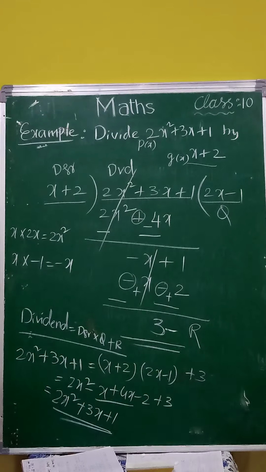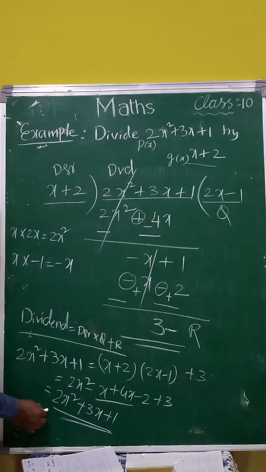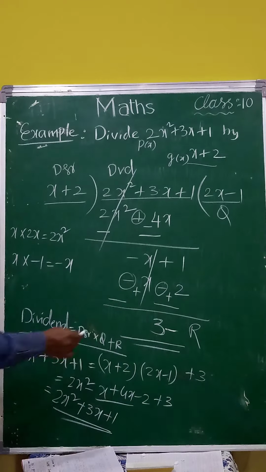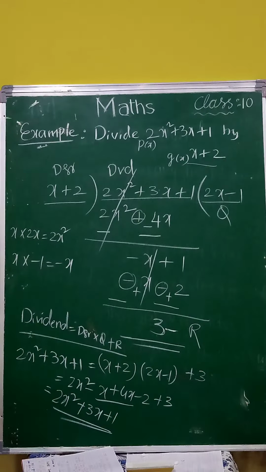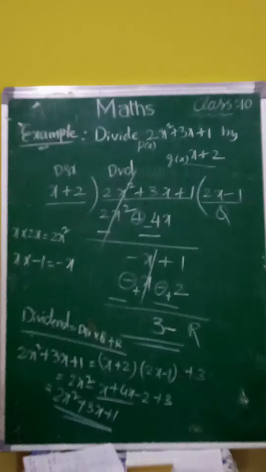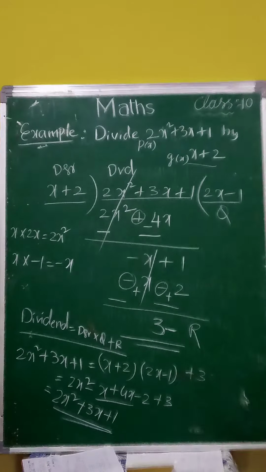After the division method, again the verification is correct: dividend is equal to divisor into quotient plus remainder. This is the division rule we are applying. That is the division algorithm in polynomials.